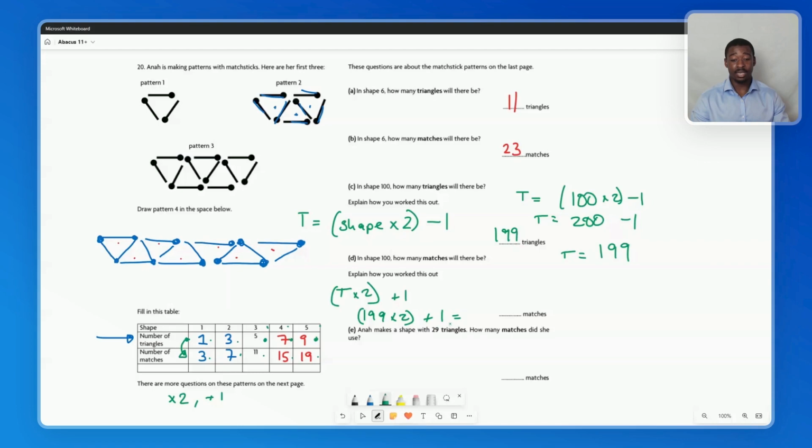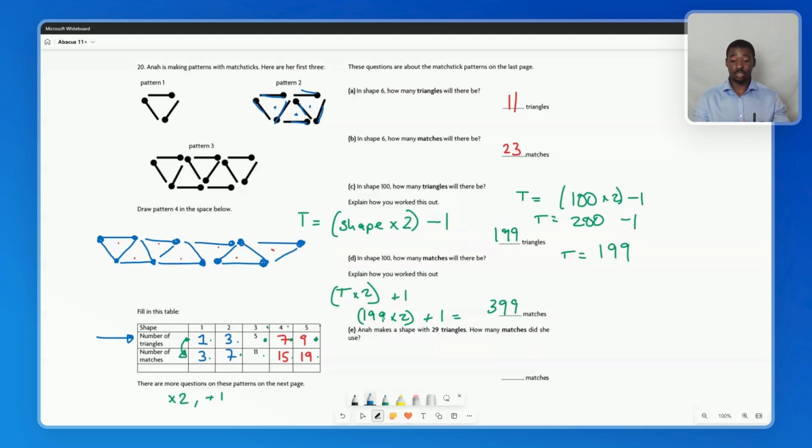Now, 199 times 2, well, what's 200 times 2? 199 is so close to 200. 200 times 2 is 400. Then we're taking away that 1 times 2 that we don't have, which is 2. So 400 minus that 2 is 398. Add the 1, 399. And that's part D.